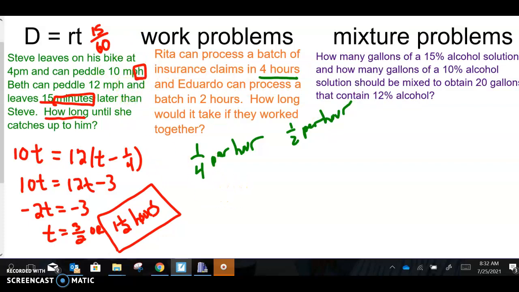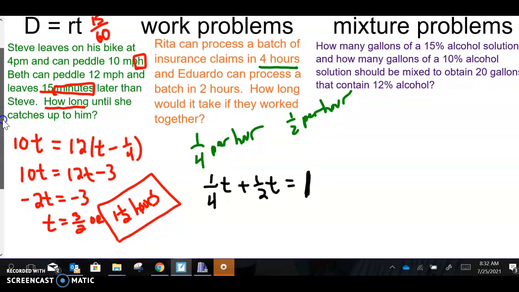So how long if they work together? I don't know. That's what I'm trying to figure out. He does a fourth of the job per hour. The other one does a half of the job per hour, working together to complete one job. That's the difference there. The one with distance rate times time, we either have a distance that we're getting to or we're having them be equal to each other. Here they're working together to complete one job.